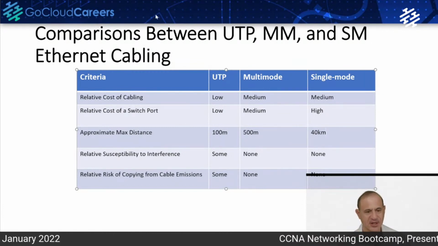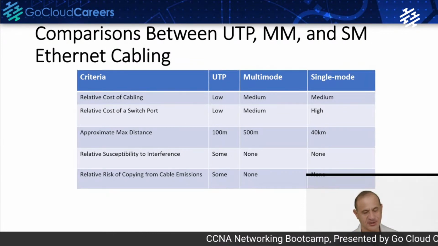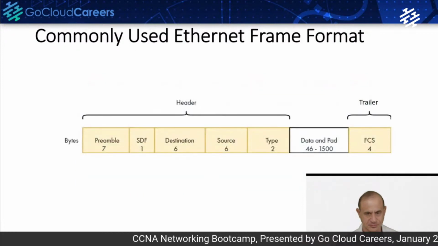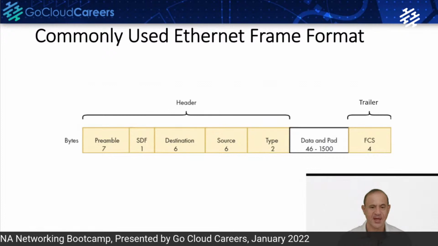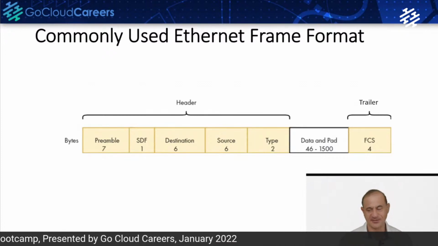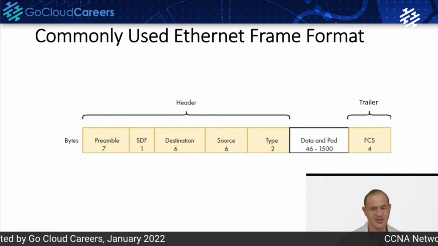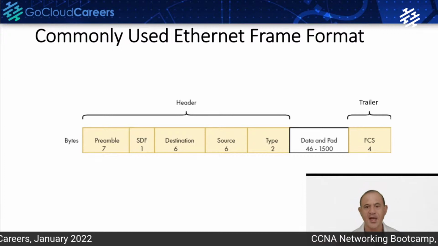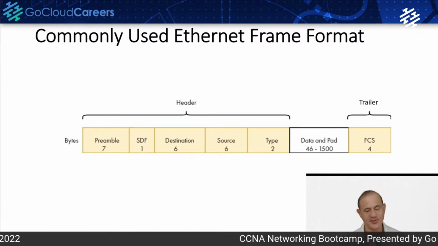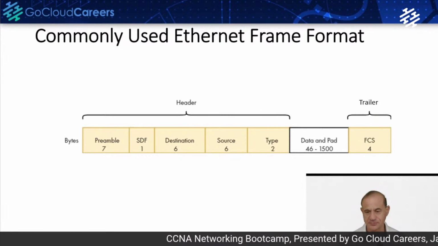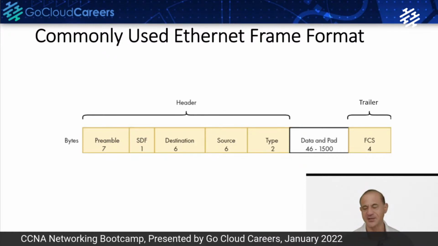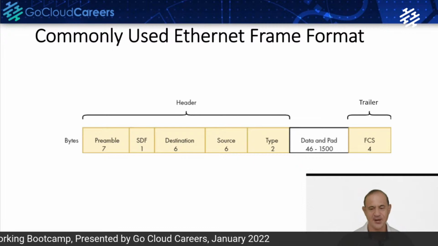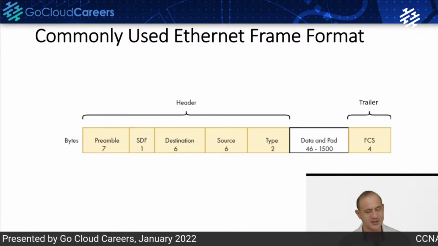So let's look into the Ethernet frame, because you do need to know this. This is what your frames look like. So letting you know, any frame less than 64 bytes is called a runt. Any frame above 1500 bytes is called a giant.